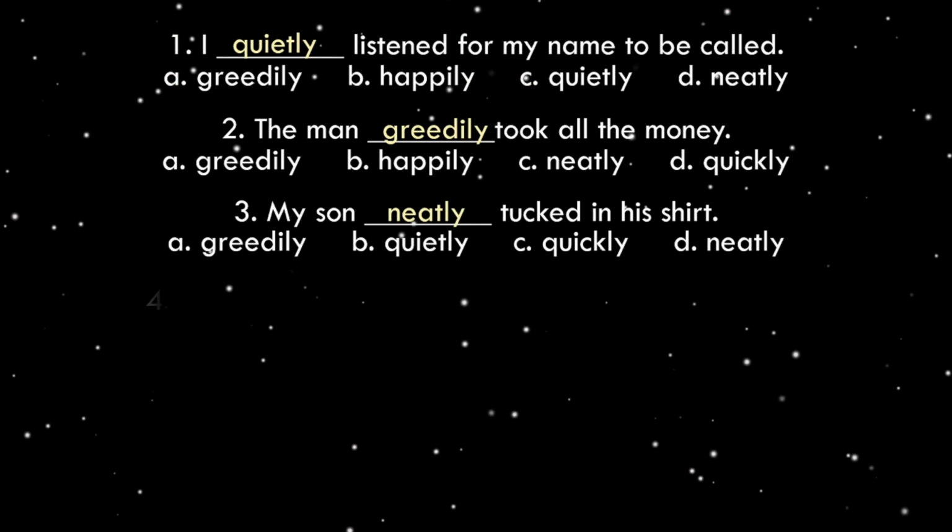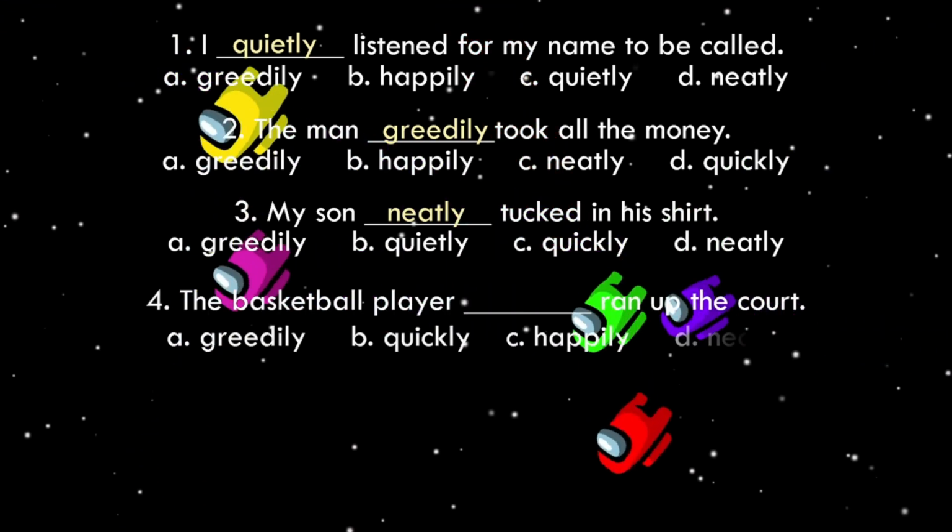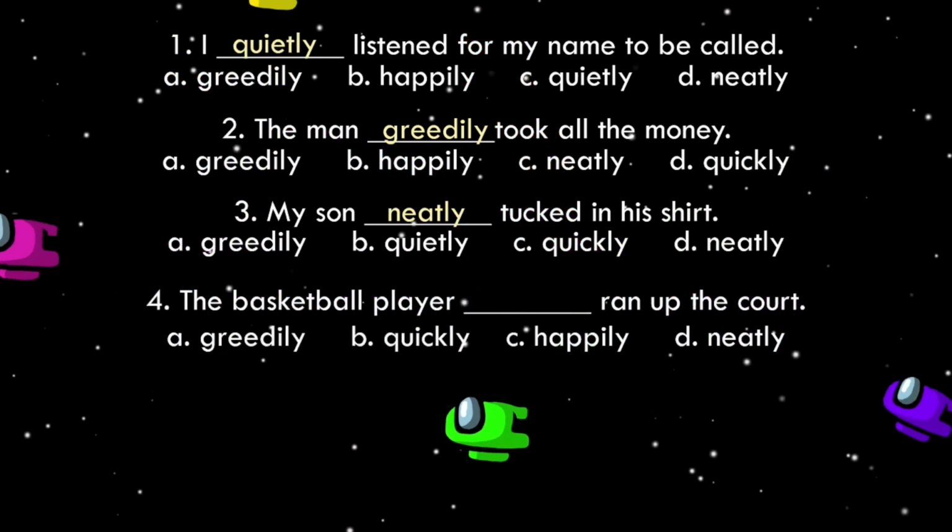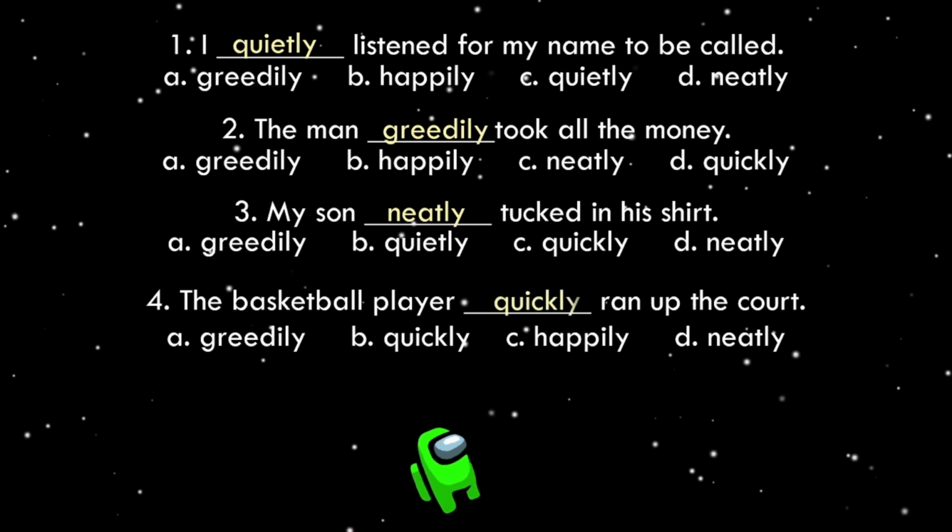Number 4. The basketball player blank ran up the court. Is it letter A, greedily, B, quickly, C, happily, or D, neatly? That's right. The correct answer for that is letter B, quickly. The basketball player quickly ran up the court.